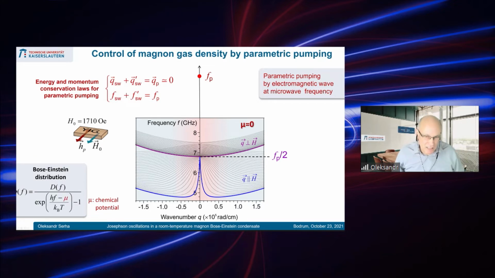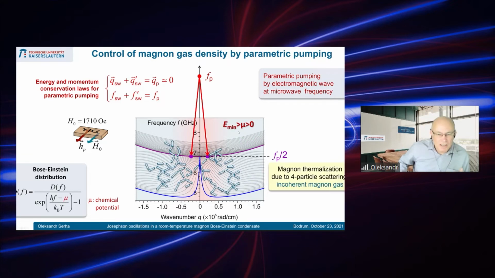How can we inject magnons in our system? We use in our lab parametric pumping. It's a principally well-known situation. It's used in optics, it's used in electrical engineering. One photon splits into other particles. Here you can see the photon, with double the frequency of the desired magnons, splits into quasi-particles with minus k and plus k in order to conserve momentum in our system. And the ratio of frequencies depends on the energy conservation law. So parametric pumping by an electromagnetic wave at microwave frequency, approximately 14 gigahertz, is used to inject magnons in our system. But it still doesn't change the chemical potential.